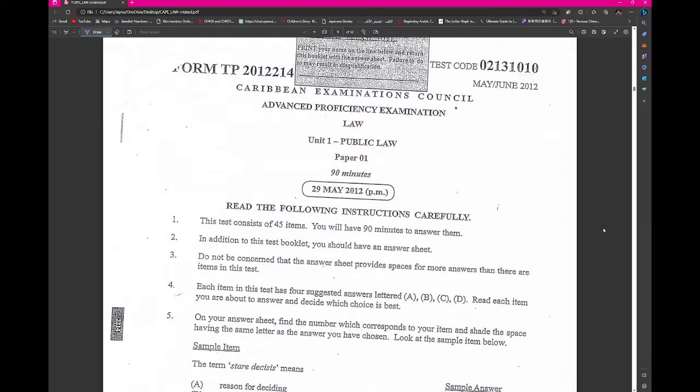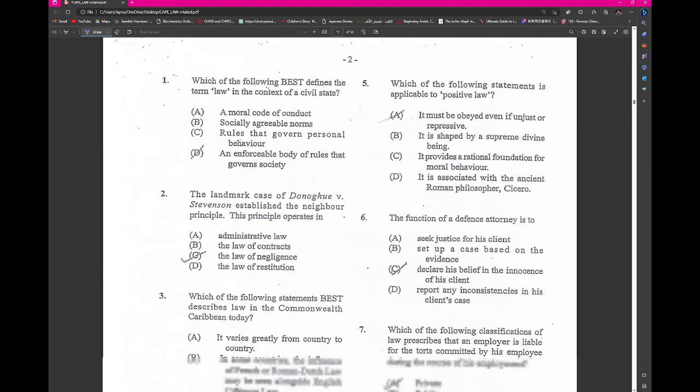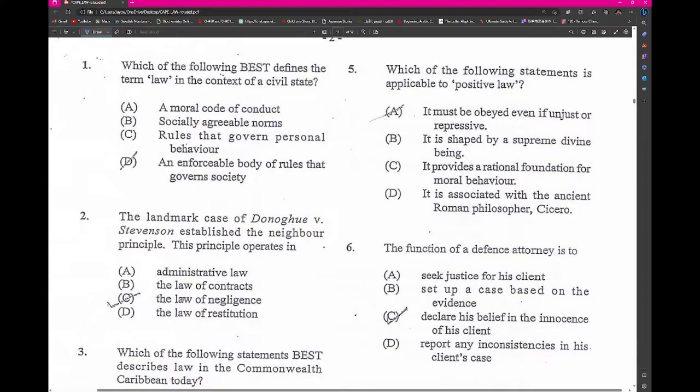We're looking at the Law Unit 1, Paper 1, 2012. Alright, so remember if there are any issues, drop the issues in the chat.